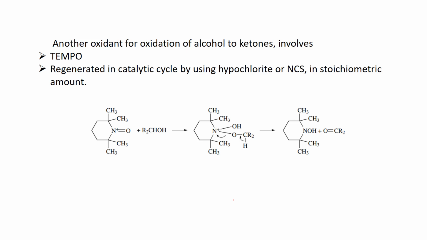So another type of oxidant that can be used is TEMPO. So this is TEMPO, tetramethyl... this is TEMPO. Now if we add an alcohol to TEMPO, what will happen? This oxygen OH will attack this nitrogen center and this will open up.